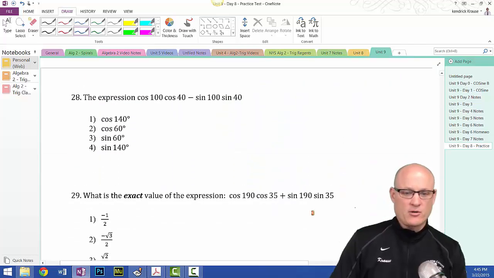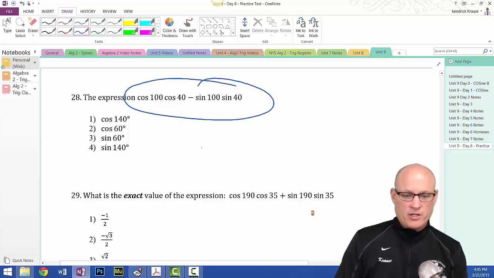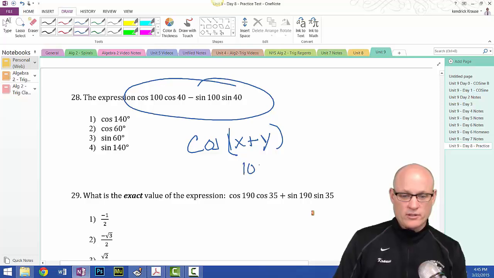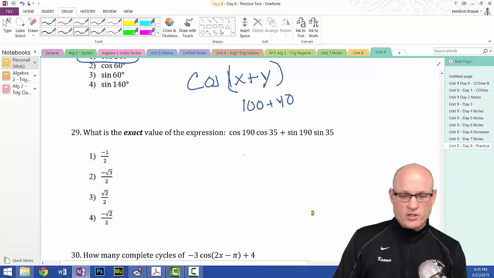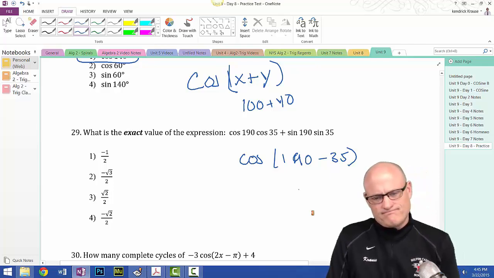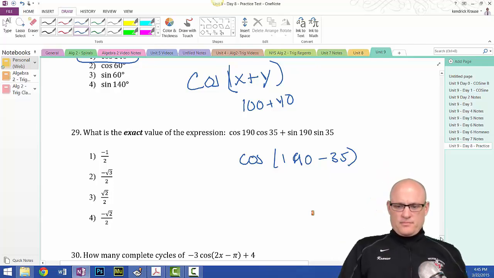I think we got 3 left. Oh, good. We ended with a couple easy ones. So this, with a minus in the middle, is the plus formula. So this is cosine of x plus y, or a plus b. So this is 100 plus 40, which is 140. Cosine 140. This is the minus formula. So this is cosine of 190 minus 35, which is, oh, no. I lied like a dog.